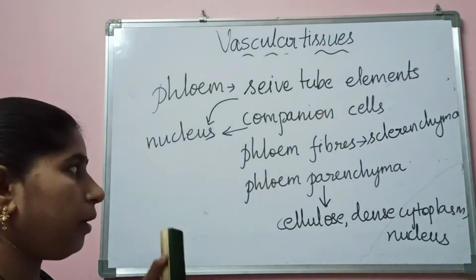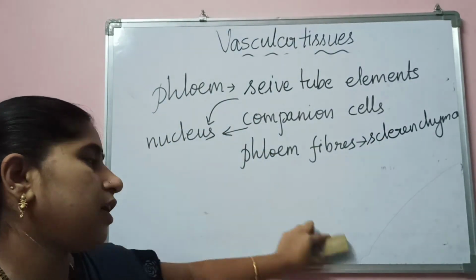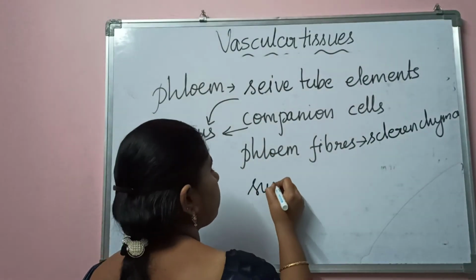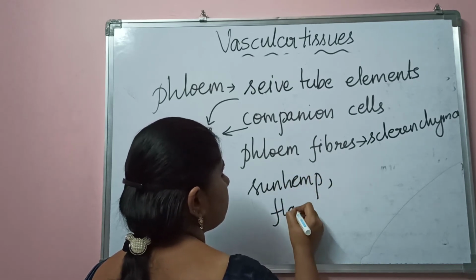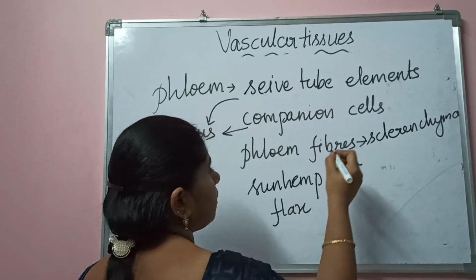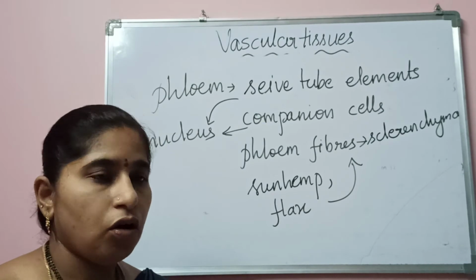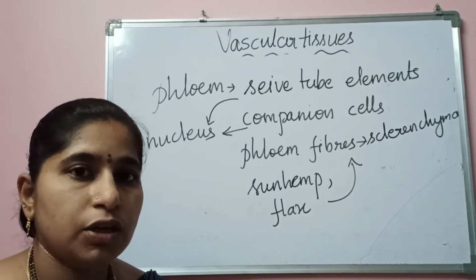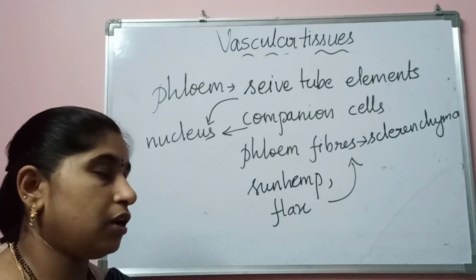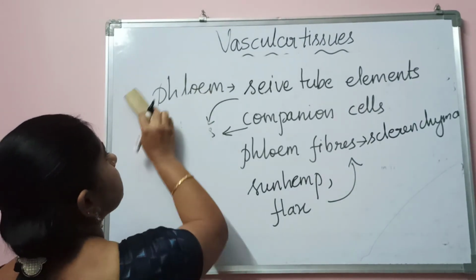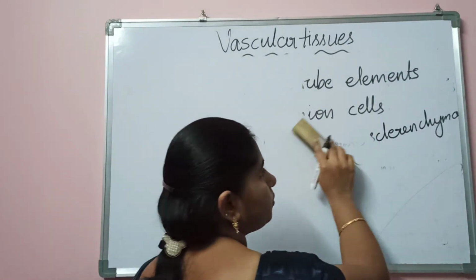Okay, phloem fibers: sun hemp, jute and flax. If you see the fibers of sun hemp, and next flax, these fibers come from the phloem fibers, which are used commercially nowadays. So like that, these phloem cells are used for the transportation of the food material, and their direction is bidirectional. This phloem is useful for the transportation of the food material.